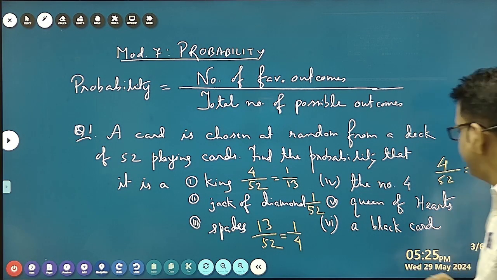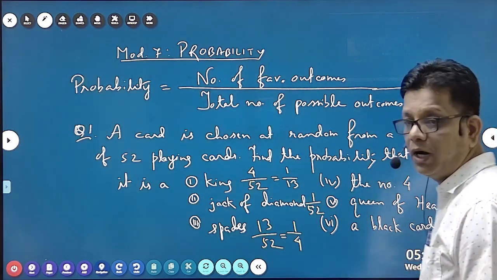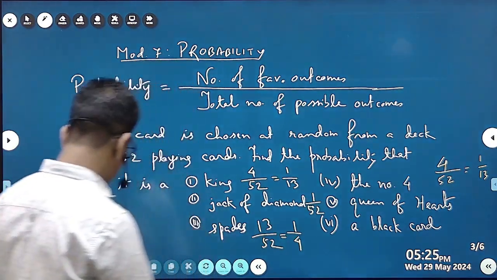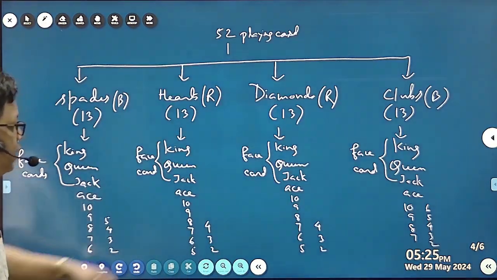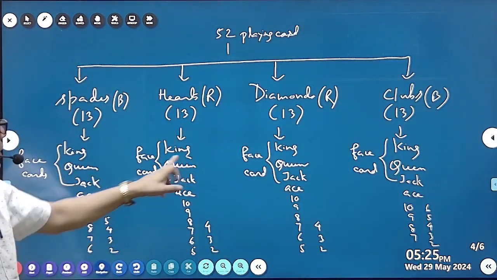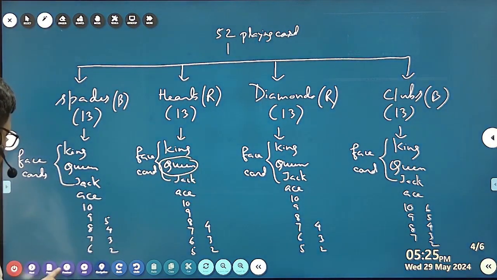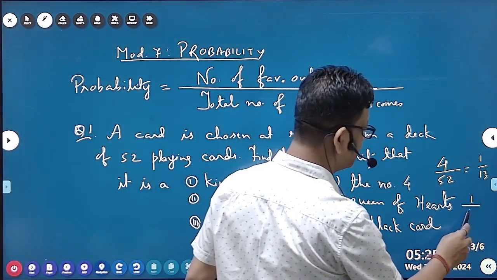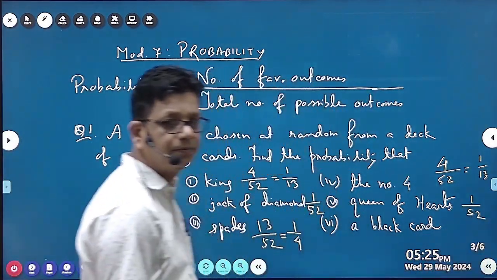Done now? Then the queen of hearts. In the hearts category, how many queens are there? Only 1. So in hearts there is only 1 queen. So it will be 1 out of 52. And the last one, a black card.